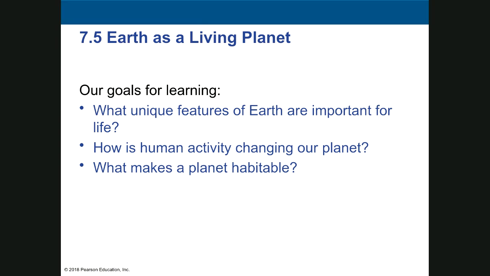And so now that we started this chapter with Earth, and we've talked about our terrestrial planets, we're bringing it back to Earth. When we look at the Earth as a living planet, we want to look at those features that are unique to Earth that allow life to exist. But once we understand those unique features, we also need to understand what our actions are doing to those features and how they're affecting the habitability of our planet.